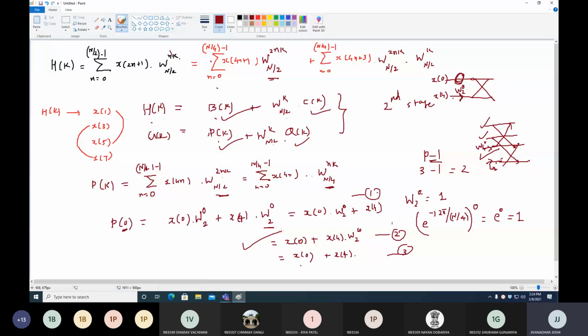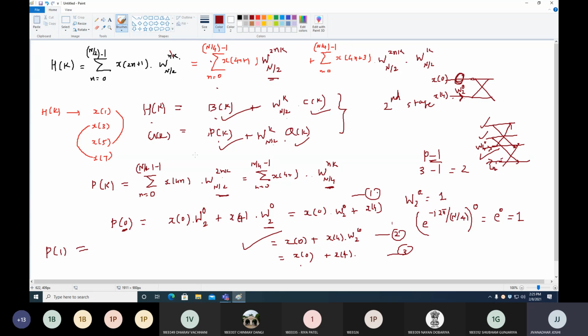Try to find out P of 1 from the equation of P of k. It will be equal to P of 1 equal to how much? Speak up. X of 4. The terms are going to be the same: x of 0 into W2 raised to 0, right? Then x of 4 into W2 raised to 0 again, right? Yes or no? Sorry, it is W2 raised to 1. X of 0 into W2 raised to 1.